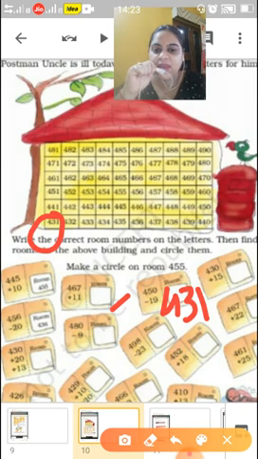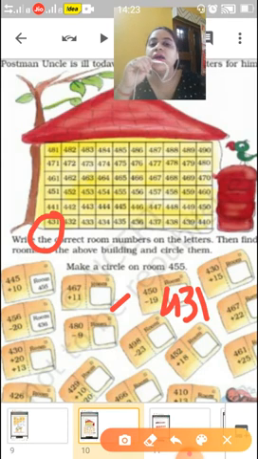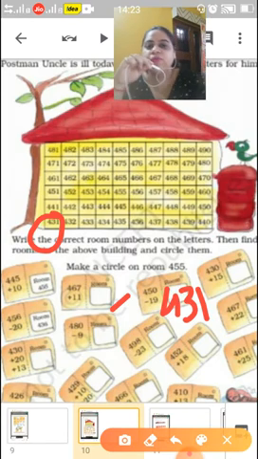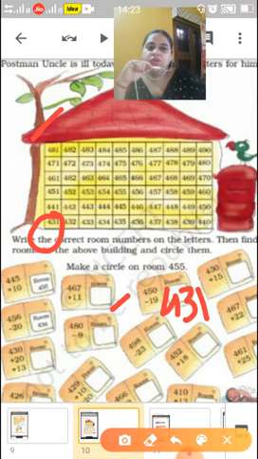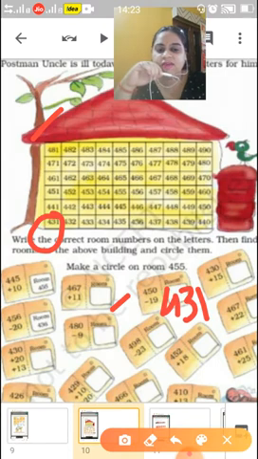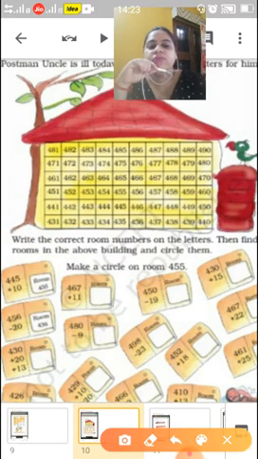you have to circle in the post office. Okay, this is the post office. Postman uncle is ill, he is unwell, so whichever letters we deliver, we will circle them. Understood. Now come to next.